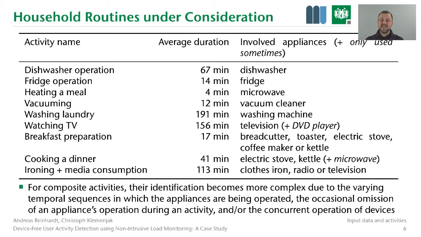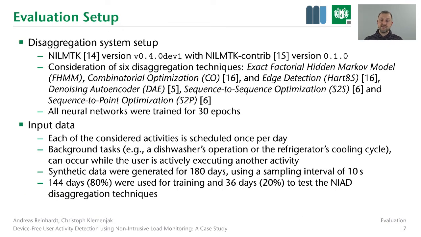There's a second set of activities that we consider, and those are more composite: watching TV, preparing breakfast, cooking a dinner, or ironing and consuming media at the same time, like listening to the radio or watching a TV show. And for those activities, that's where NIAD is expected to excel. So that's where we wanted to show that we can also detect composite activities for which multiple appliances are required from the household aggregate. We've set the evaluation system up as shown here.